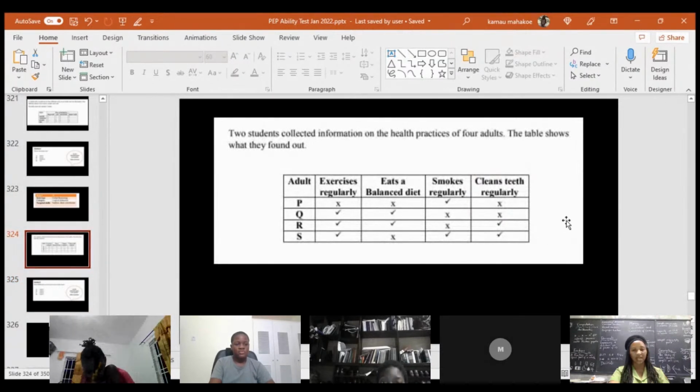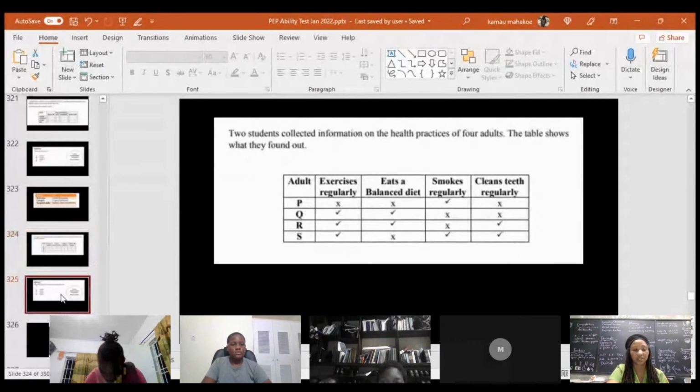Which one would most likely have healthy hearts? Oh, two? Okay. Adult R, miss. Which two? So the options.